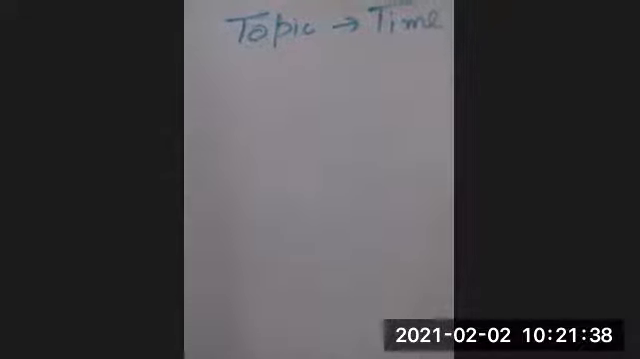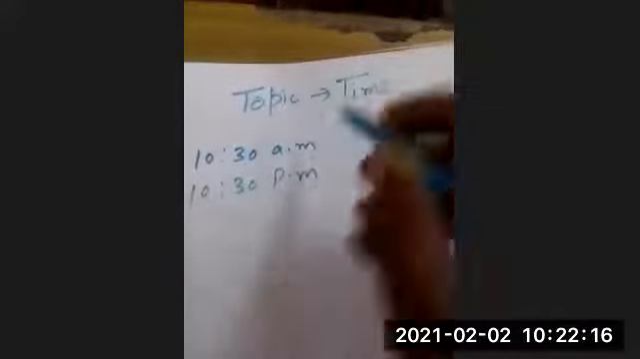As you all know, the use of AM or PM with time, then the 12-hour clock or 24-hour clock. So I'm starting a few points of this topic. The first topic is how we use AM or PM, as we write 10:30 AM or 10:30 PM. So basically, what is the difference between them?